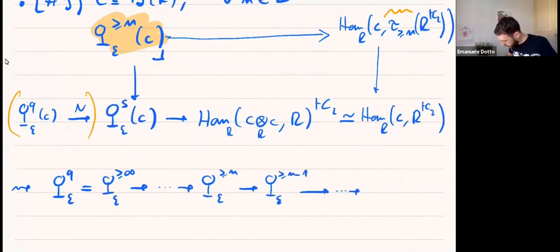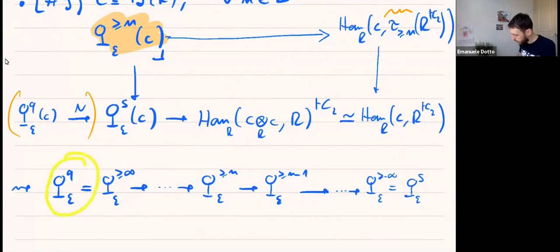All the way to the last one, which is minus infinity. And for the minus infinity one, taking the connective cover for minus infinity means don't truncate anything. So this map is an equivalence. And therefore, when you pull back, you get an equivalence. So the last one is the same as the symmetric. So this is Q. So we get an infinite family of Poincare structures interpolating between the quadratic and the symmetric one.